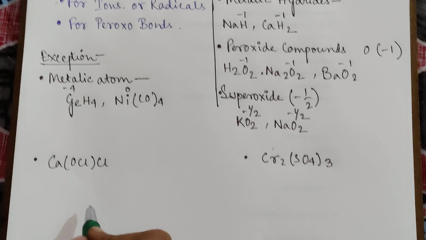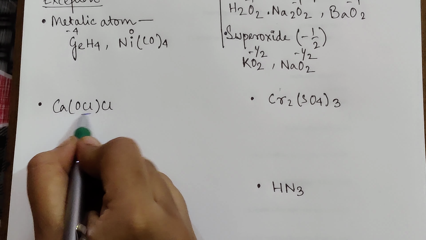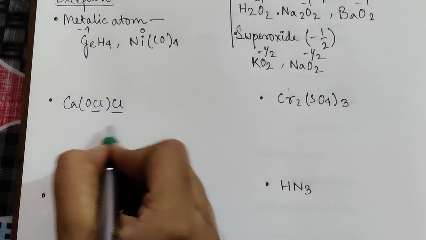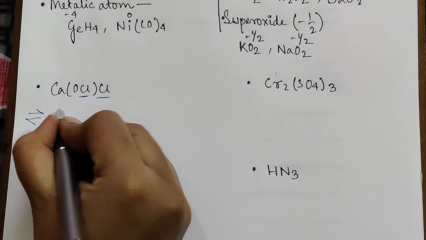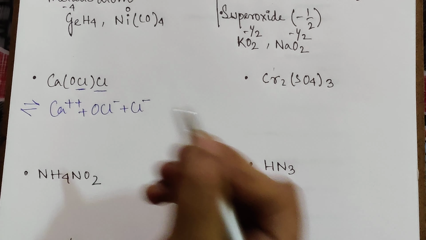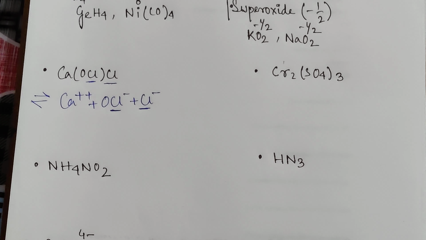So we will start with our example, CaOCl2. This is bleaching powder. We have to find the oxidation state of these two chlorines. This will dissociate like this: Ca2+, OCl-, plus Cl-. Now we want to find this Cl and this Cl's oxidation state.